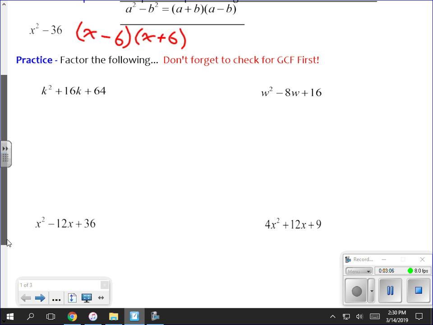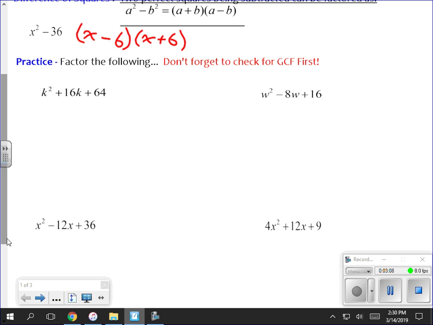Now, factoring, and these are all perfect squares. There are two ways to do this. The way I'd like everybody to be able to do is recognize, first of all, that it's a perfect square. That is a perfect square, right? k squared, perfect square. 64 is a perfect square. What number do I square to get 64? 8. So this should be k plus 8 squared.